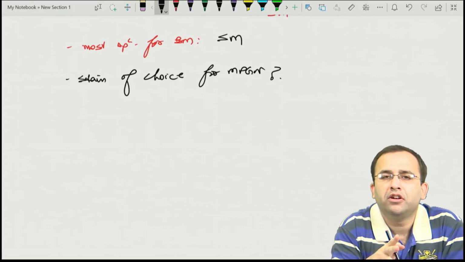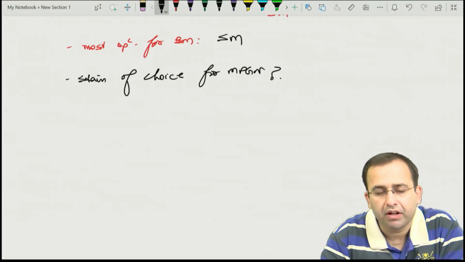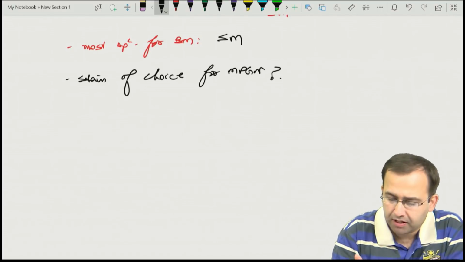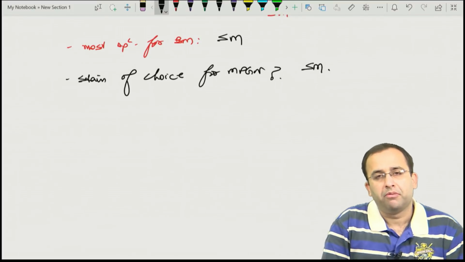MPGN, what is the diagnostic hallmark? It is splitting of the basement membrane, giving it the double contour or the tram-track appearance. So the stain of choice for MPGN is silver methenamine.